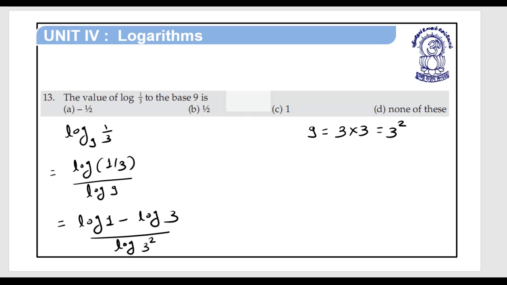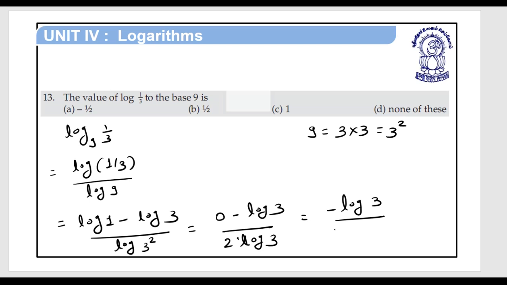Log 1 is 0, so 0 minus log 3 by log 3 square, which we can write as 2 into log 3. So minus log 3 over 2 into log 3, the log 3 cancels. So the answer is minus 1 by 2. So the answer is A.